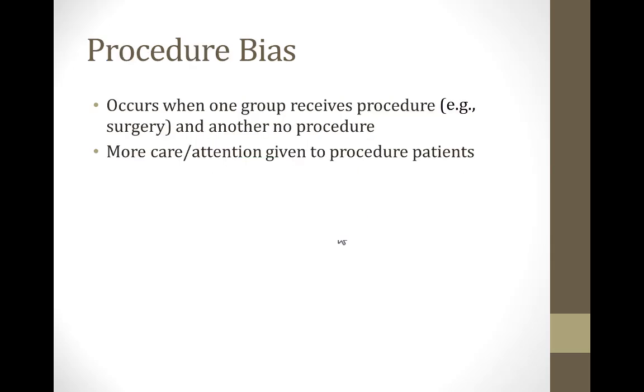Procedure bias occurs when one group receives a procedure like surgery and another gets no procedure. You often give more care and attention to the patients who get the procedure. So if we randomly assign some patients to no surgery and others to surgery, and then the surgery patients are in the hospital and they're carefully monitored and carefully cared for, this could introduce bias to the findings of the study. It could make the surgery look more effective than it actually is.